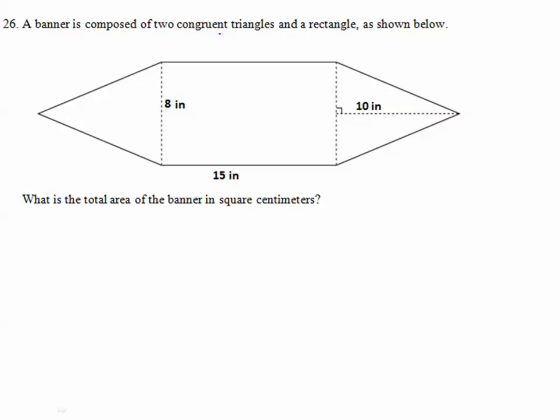A banner is composed of 2 congruent triangles and a rectangle. What is the total area? And I told y'all to change that to square inches. So the first thing I need to find is the area of my rectangle. That formula is base times height. So 8 times 15, and that is equal to 120.